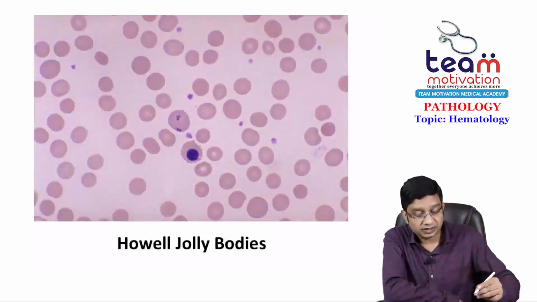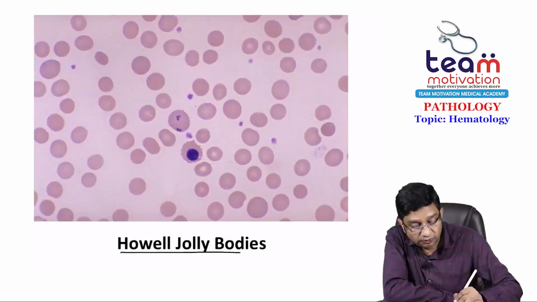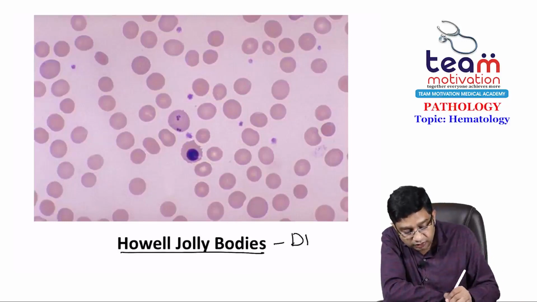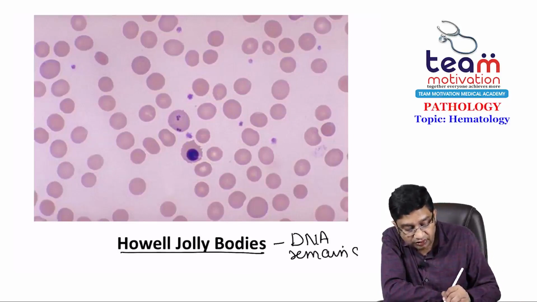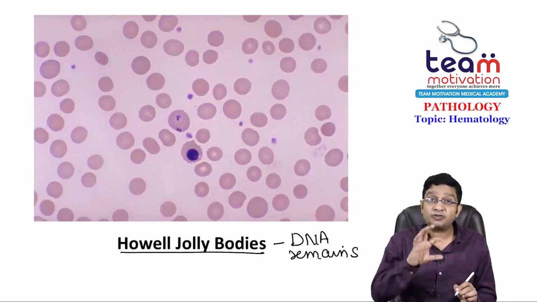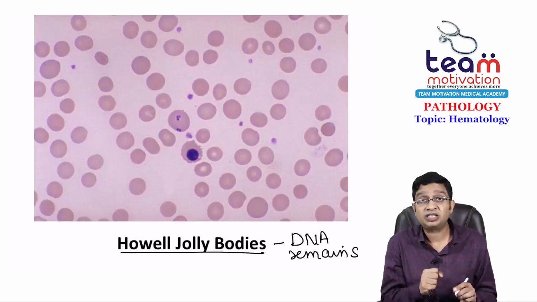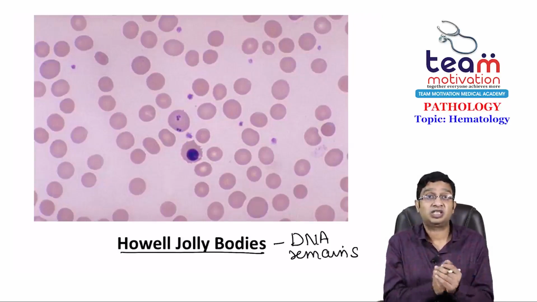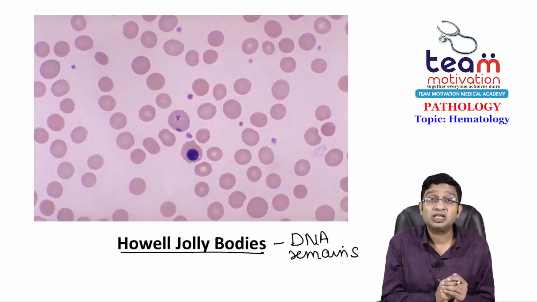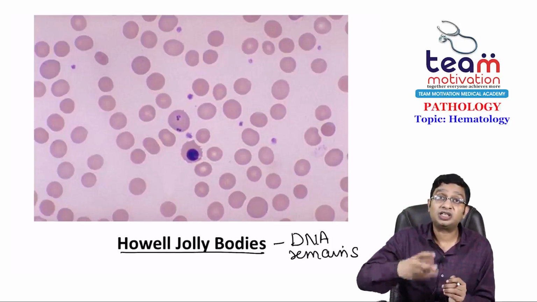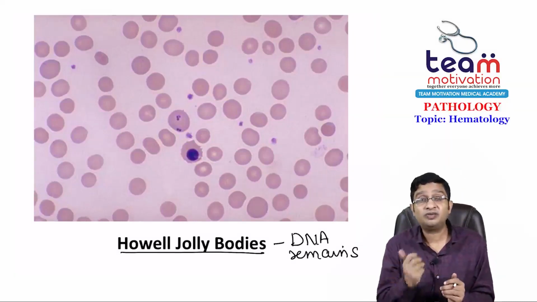First, the Howell-Jolly bodies. These are formed of DNA remains. Where can they be seen? They can be seen in megaloblastic anemia. Why megaloblastic anemia? Because in megaloblastic anemia there is a defect in DNA synthesis, so you can very well see them.